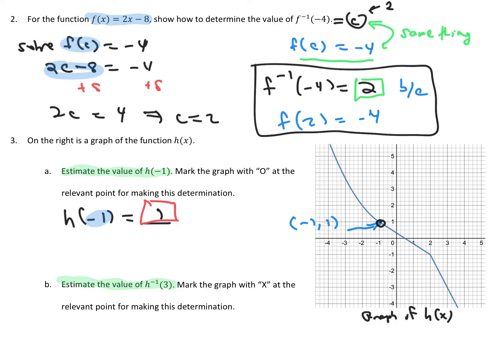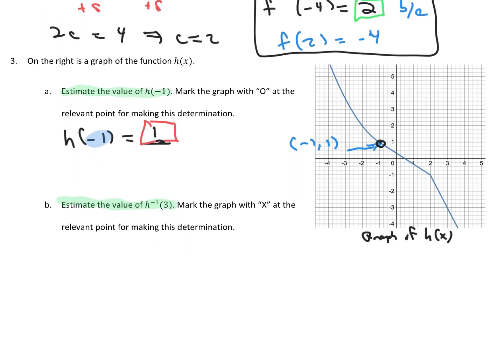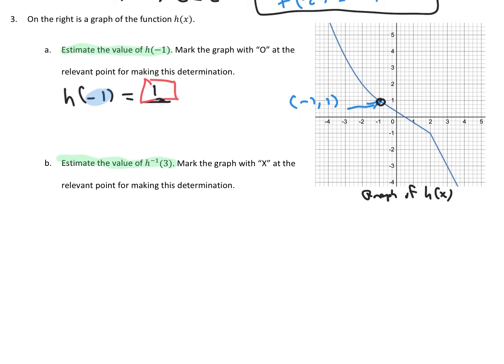A lot of people marked the point or told me the coordinates of the point, but remember the value of a function is just a number. So try to make sure that you're paying attention to the actual question that's being asked and make sure that you answer that question. Similarly, the second question also, the answer should be a number.